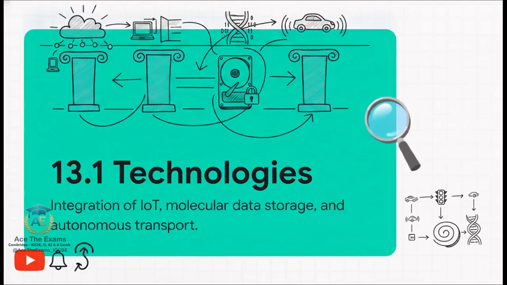Consider this scenario. An autonomous transport fleet operating globally relies on an immense decentralized network of IoT sensors embedded in roads, traffic lights, and other vehicles just to function safely. This massive continuous influx of IoT data from millions of autonomous vehicles creates a critical data storage crisis. Traditional silicon-based cloud servers simply cannot hold it all sustainably or economically.